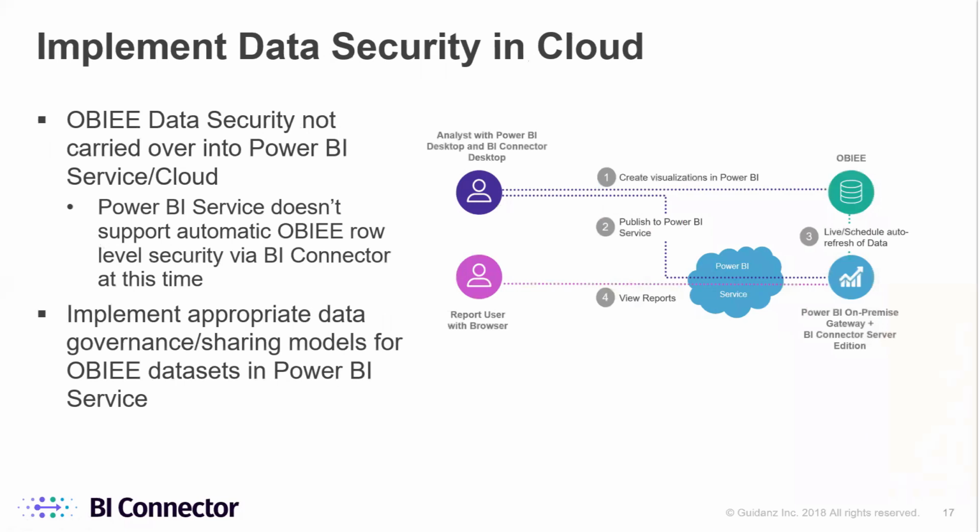So we have come to the final best practice, which involves data governance in the Power BI service, the Power BI cloud. When you publish OBIE data to Power BI service, either through direct query or through the import in the cloud, the OBIE security model is not automatically carried over to the data connection or the published data set. Power BI currently doesn't support a cloud user automatically logging into OBIE using their own OBIE credentials. Therefore, the data set is published using a common OBIE service account. And just like any other Power BI data set, you should define the security and governance model for who can see this data or who the data set is shared with.